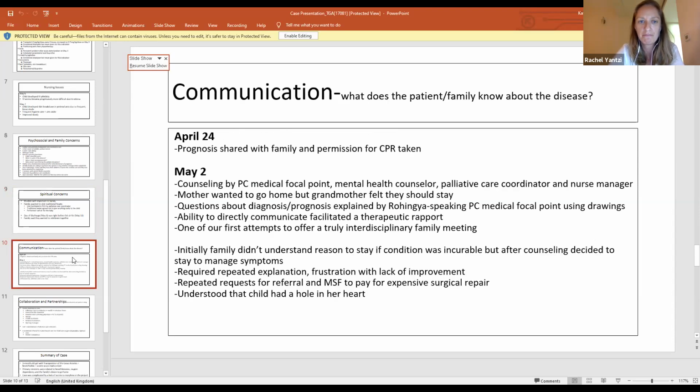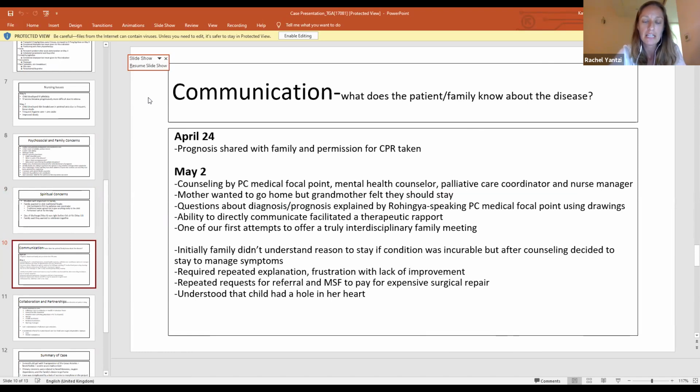Next slide. Communication. When the baby first came in on April 24th, the child was critically ill. We didn't know the situation. So the team spoke with the family and explained that the child was critical, and at that point asked permission to give CPR if the child were to have a cardiorespiratory arrest. Later, we decided that wasn't appropriate, and we changed that decision.